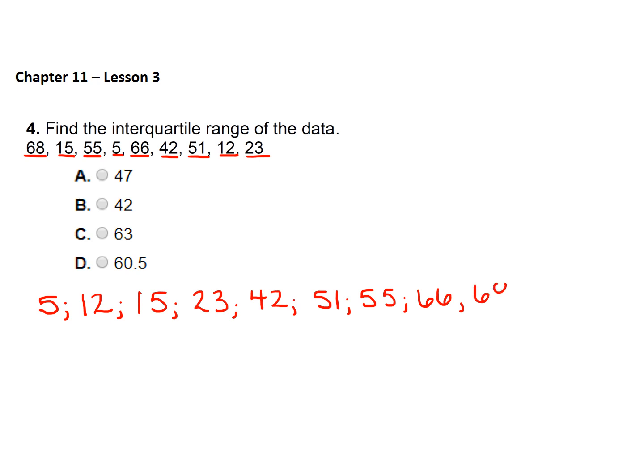68. And that's 1, 2, 3, 4, 5, 6, 7, 8, 9. Good. Now find the interquartile range. Again, you see this word quartile. That's telling us we need to divide our data into 4 parts.